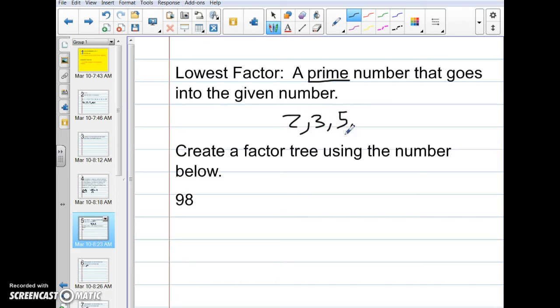6, not a prime number. It can be divisible by 3 or 2. 7 is a prime number. And I'm sure you can figure out some more on your own.